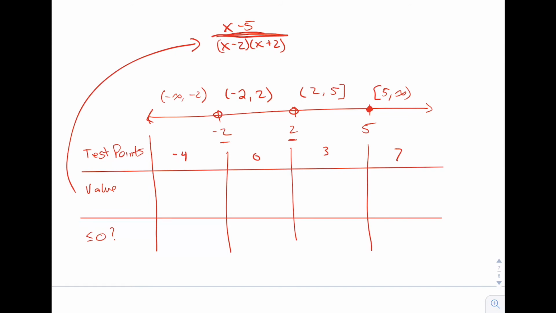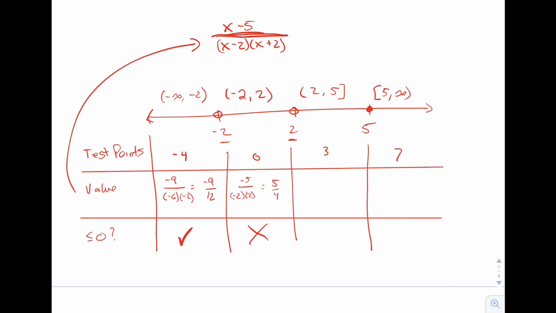If I plug in negative 4 and I look at the top, I'm going to get negative 9 divided by negative 6 times negative 2. If all I'm really looking to do is look at those answers in terms of their signs, this is going to be negative 9 over 12. Is that thing less than or equal to 0? Yes, it is. So I want to include that in my answer. If I plug in 0, I'm going to get negative 5 over negative 2 times 2. If I look at my negatives, I have 2 negatives overall, and those 2 negatives will cancel, and I'll get 5 over 4. That is a positive answer. I don't want to include that.